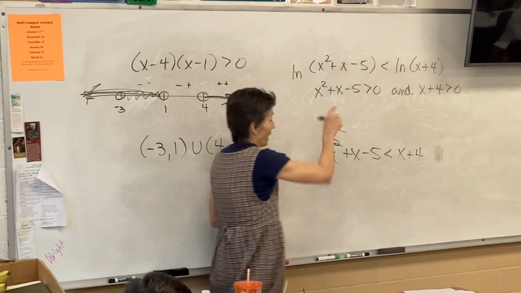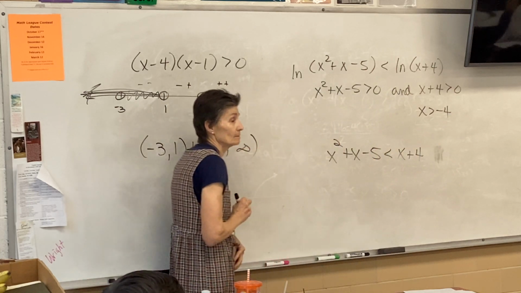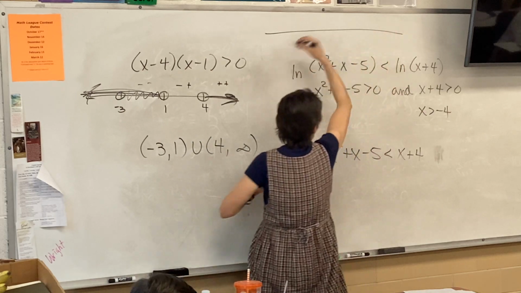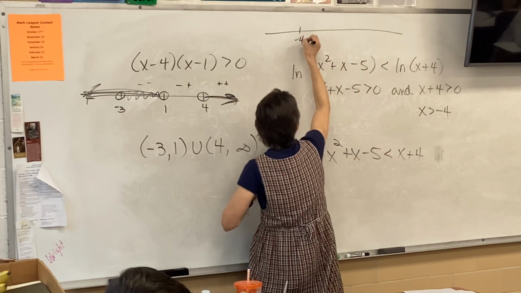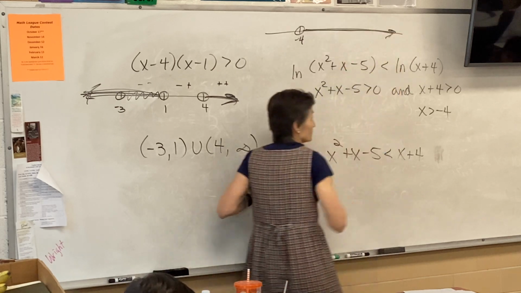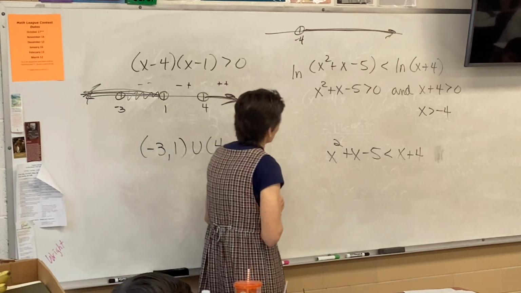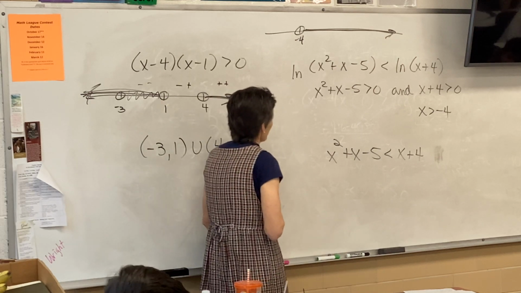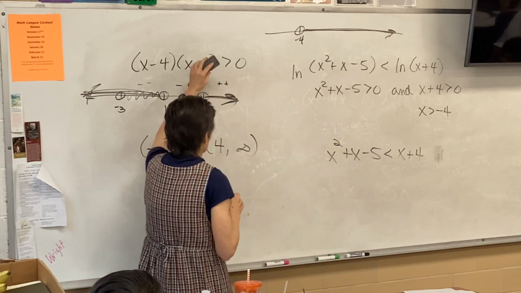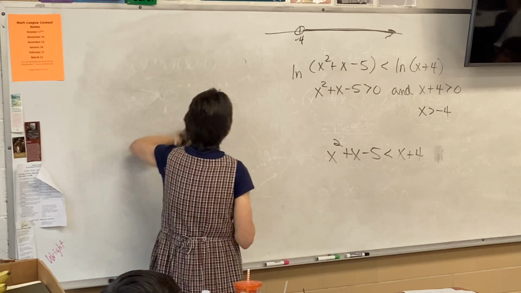Okay, so I like this one. This one's easy. What that tells me is, on my number line, whatever else I end up putting on there, I have to be this way. All right, that does not factor, does it? So let's use the quadratic formula.